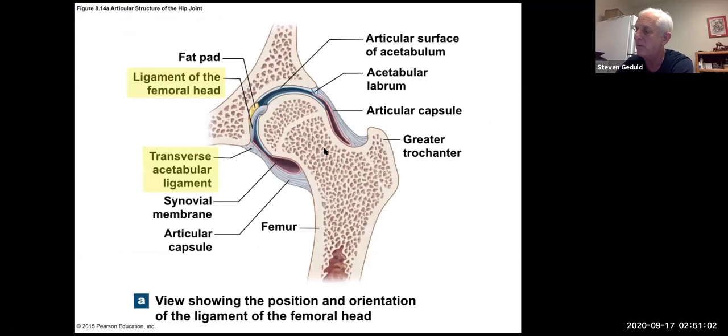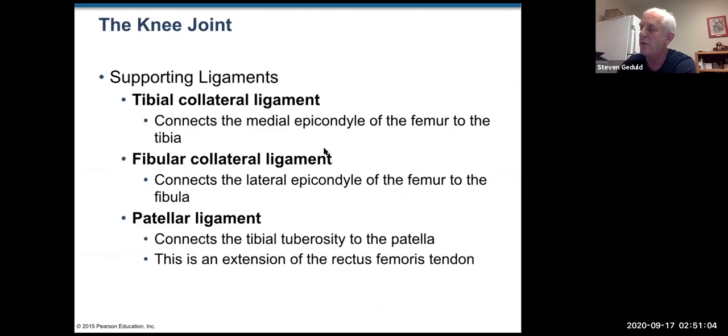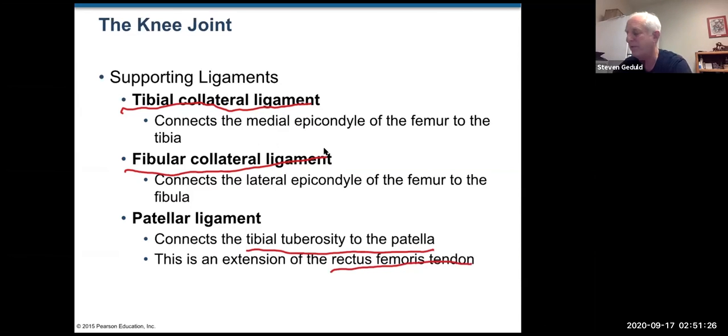Oops, where'd I go? Going backwards. Okay. You have the tibial collateral ligament, also a supporting ligament. It connects the medial epicondyle of the femur to the tibia. The fibular collateral ligament connects the lateral epicondyle of the femur to the fibula. And the patellar ligament connects the patella to the tibial tuberosity. It's an extension of the rectus femoris tendon.